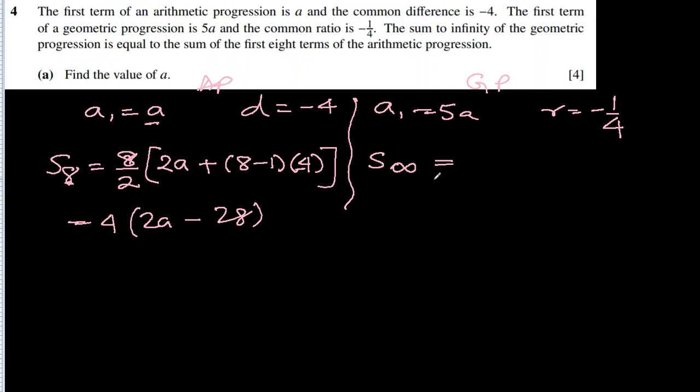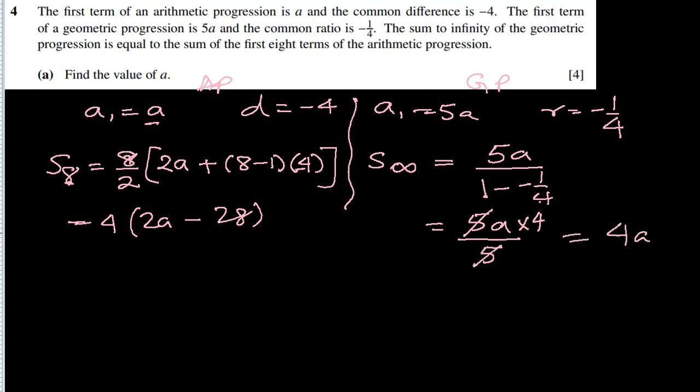Let's say what is sum to infinity. Sum to infinity, the formula is a over 1 minus r, where a is the first term. In this case, that a is 5A over 1 minus r, 1 minus minus 1/4. So that is 5A over, if I add these two, because these two negatives will make it positive, 4 times 1, 5 over 4. So I'll write just 5 here and multiply by 4 on top. The denominator of a denominator goes to the numerator, and it makes it clean. So we are left with 4A.